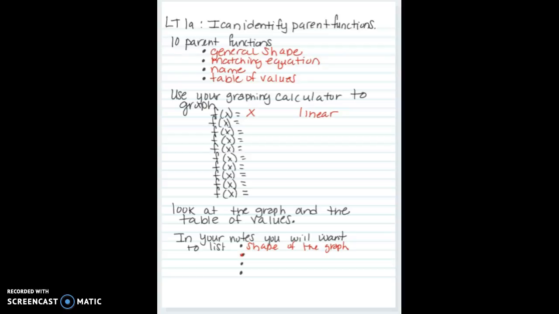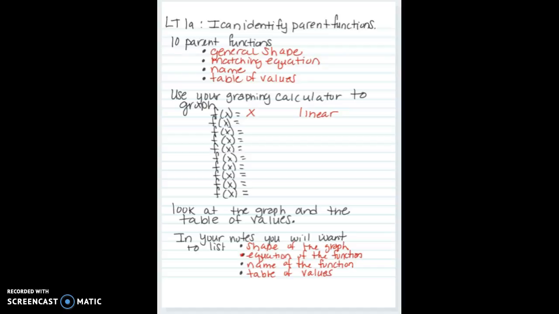You will want to list the equation of the function. You will want to list the name of the function. And you will want to list the table of values, which of course is just a partial table of values, but you'll want to list some of those table of values. Now we're going to look at the next one.